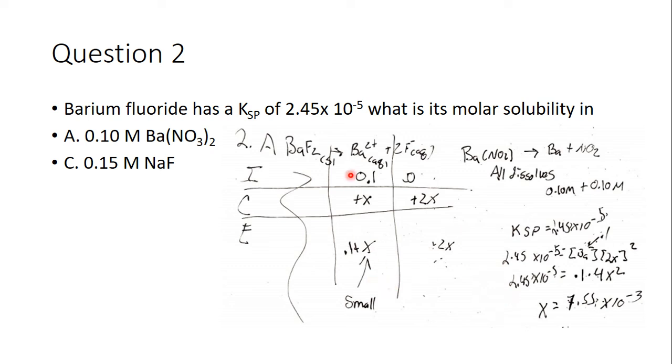Basically, if you try to dissolve something that's insoluble in a solution that already contains one of its ions, it's going to be less likely to dissolve because of this equilibrium balance. This whole equation here is telling you how much barium fluoride will dissolve. Well, we already have barium, so this X is actually going to be less than what it should be normally.